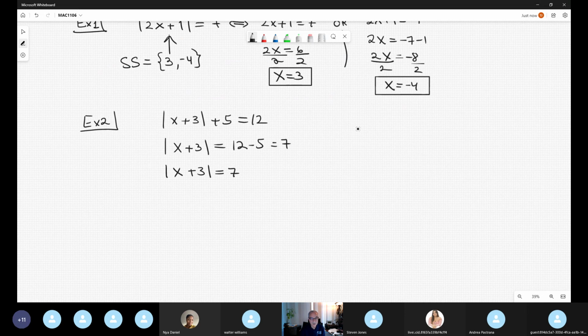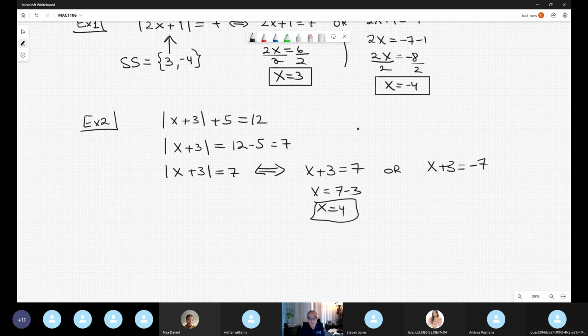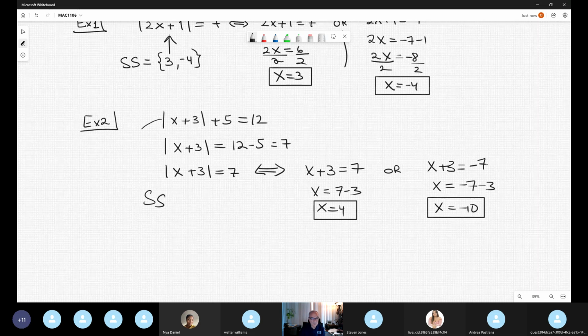Okay, cool. And I know that this is equivalent to writing x plus 3 equals 7 or x plus 3 equals minus 7. This is x equals 7 minus 3, therefore, my first solution is 4. And my second solution is x equals minus 7 minus 3, minus 10. Final answer: the solution set for this equation, the original, is 4 and negative 10.